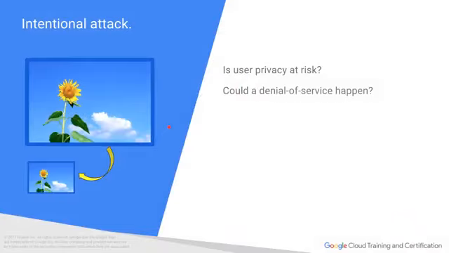Identify the protections already in place that are provided by the platform by default, then consider additional design changes that could provide additional protections. So let's go ahead and take a look at our photo service. In this case, we're so popular that now somebody is a little miffed at us and trying to attack our service. So we have to ask ourselves, is user privacy at risk? Could a denial of service actually happen? Or maybe we're not being attacked, we're just preparing for this.